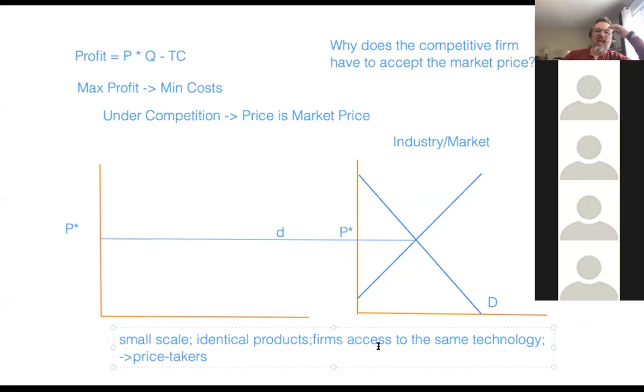But the work that access to the same technology is doing is saying there's no reason, remember, technologies have to do with your way of producing, there's no reason that firms should have different costs of production. There's not a patent or a special production technique. There's not some special resource that one firm has or a particular group of firms have that other firms don't have access to.